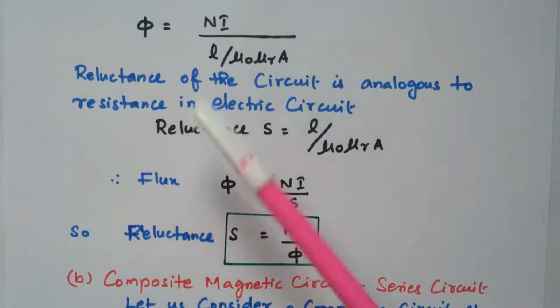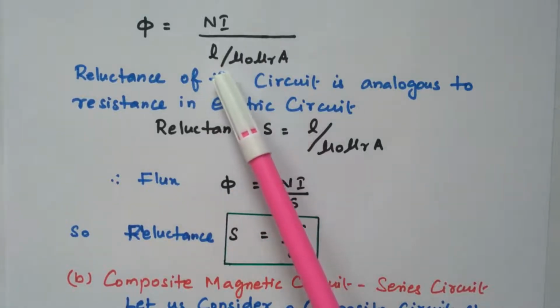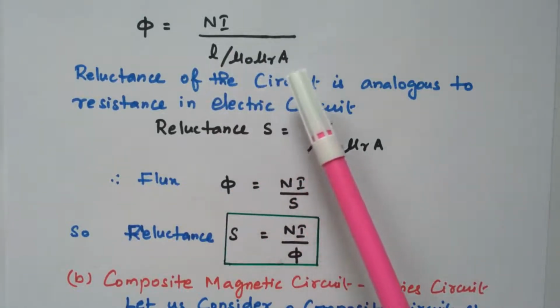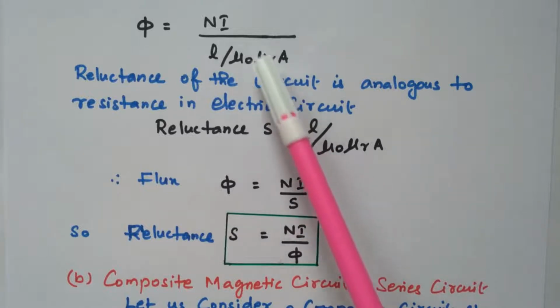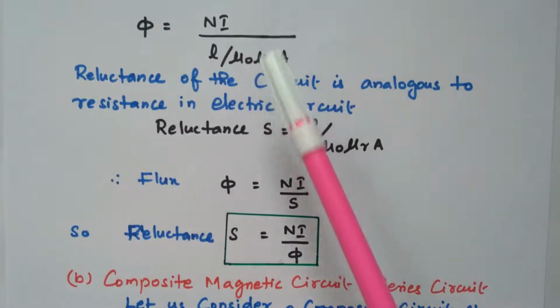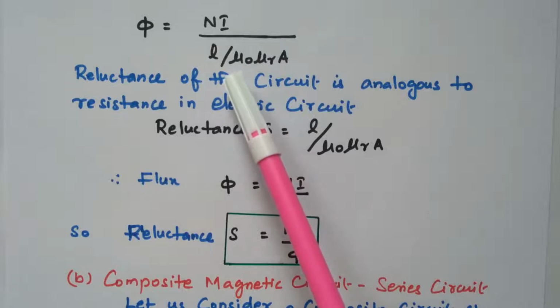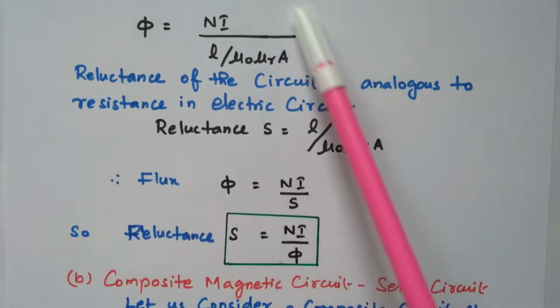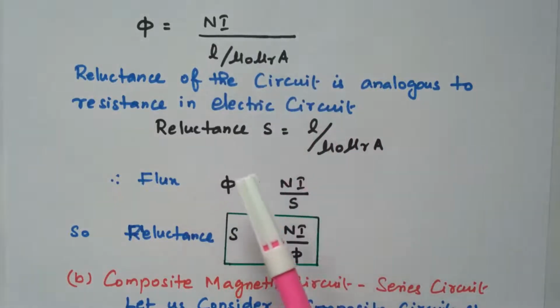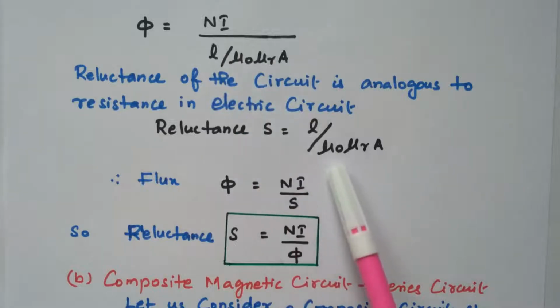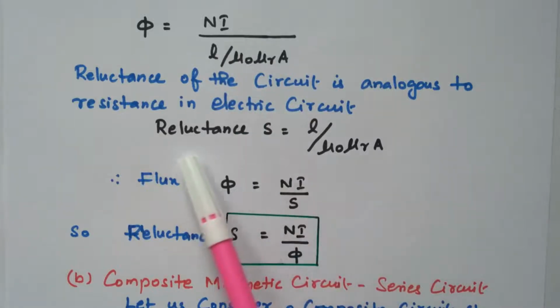So phi equal to Ni divided by L into mu naught mu r into A. This mu naught mu r available in the numerator is now brought into the denominator, so that the originality will not change. So L divided by mu naught mu r A is nothing but the reluctance.